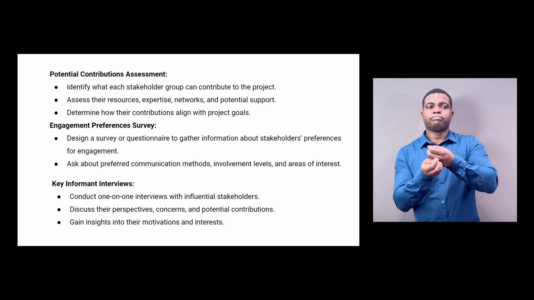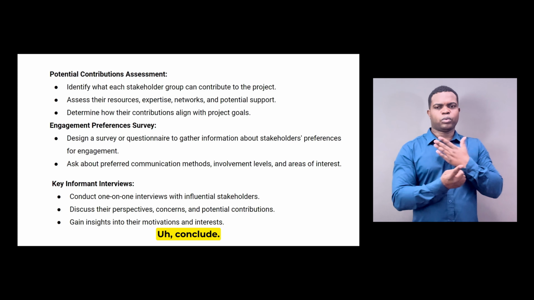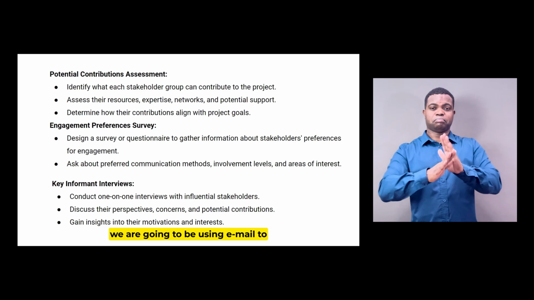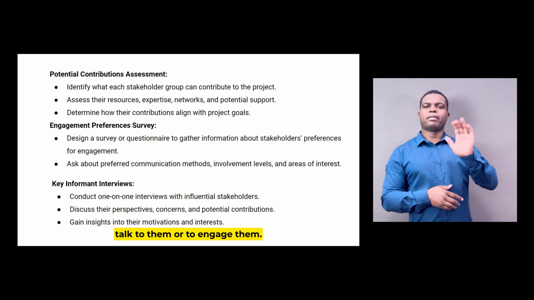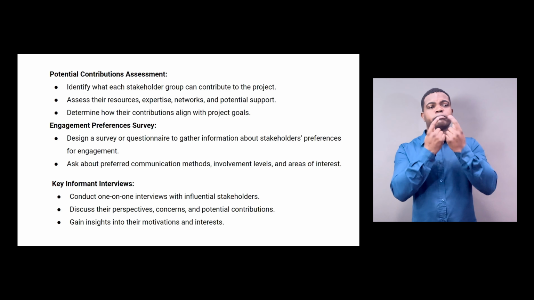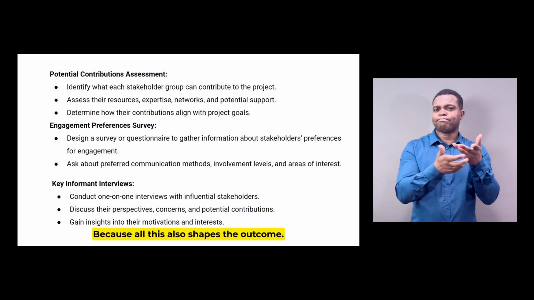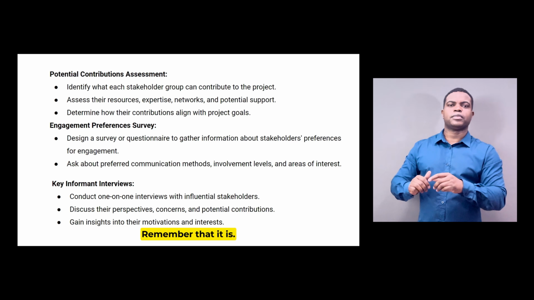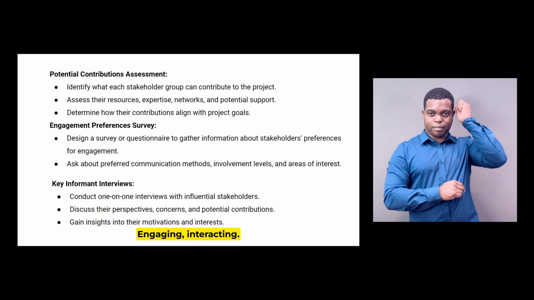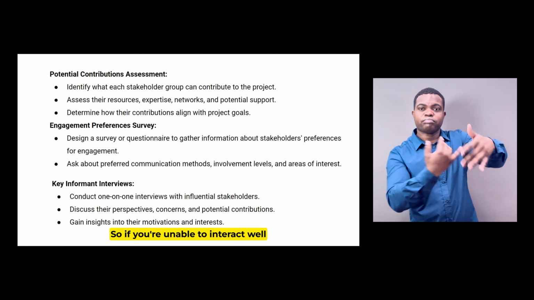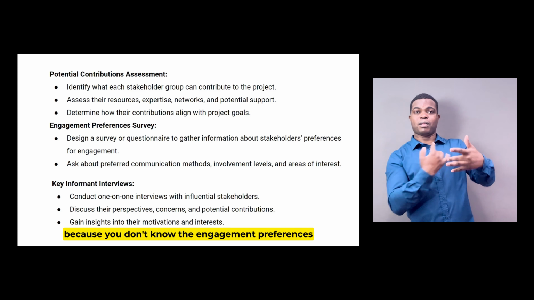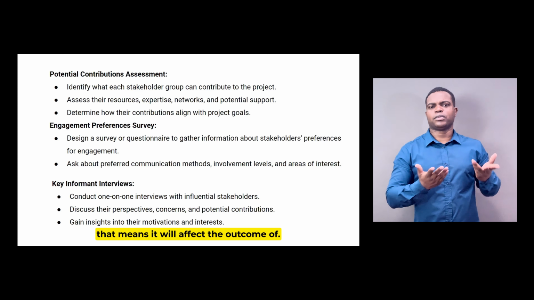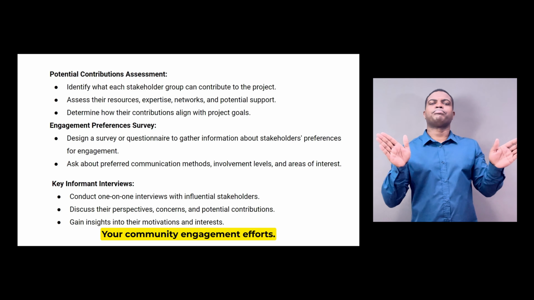You can't just conclude that with this stakeholder, we are going to be using email to engage them. You need to ask, because all this also shapes the outcome of your community engagement effort. Remember that it is engaging, interacting. So if you are unable to interact well because you don't know the engagement preferences of these stakeholders, that means it will affect the outcome of your community engagement efforts.